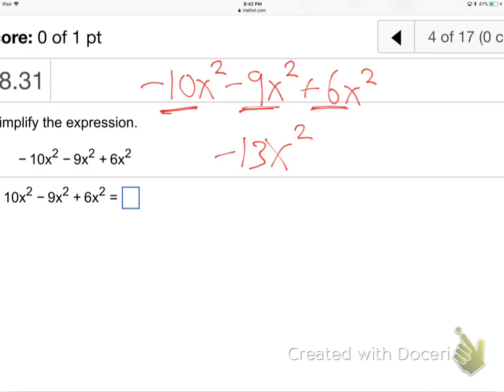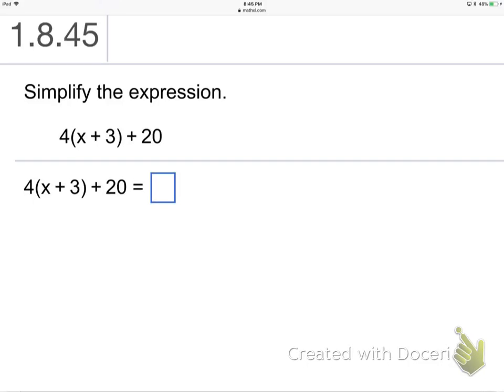So minus 13x squared. Does that make sense? The loss and the loss is a big old loss, and then add. So if you lose $10 and lose $9, you lost 19 and add 6, minus 13. You're down 13. And the x squared is just the like term. They're all just x squared. All right, so go ahead and crank that out. Take that 4. It's going to go boom, boom, and then combine what you can after that.